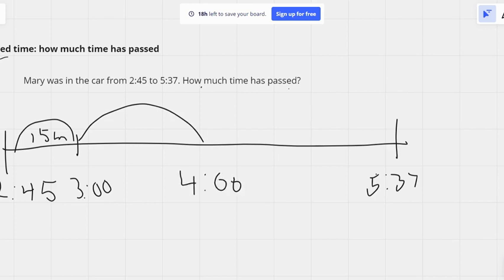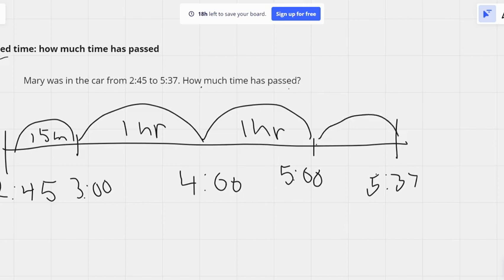So from 3 o'clock to 4 o'clock, I know that's 1 hour. So far I've gone 15 minutes and 1 hour. I know I need to get to 5 o'clock, so I'm going to go another hour. Now I'm at 5 o'clock. And then I know from 5 o'clock to 5:37, that means 37 minutes have passed. So now I have 15 minutes, 1 hour, 2 hours, and 37 minutes.